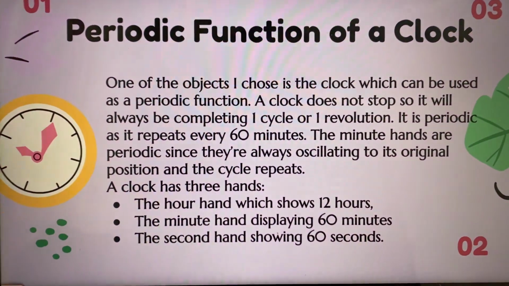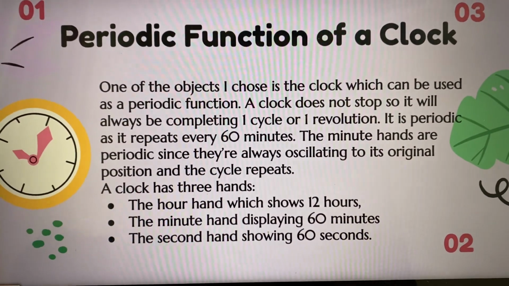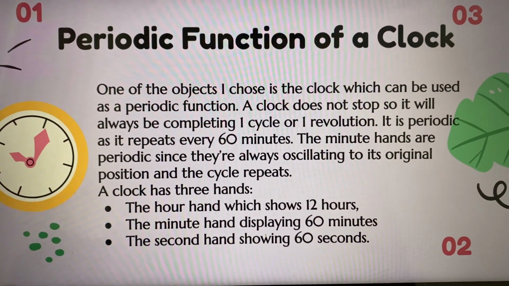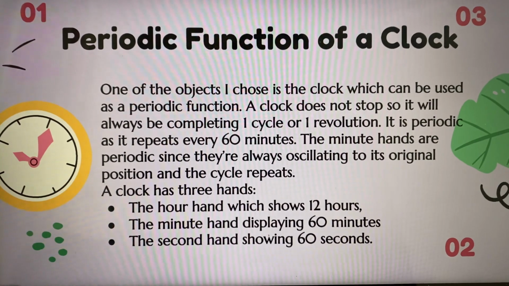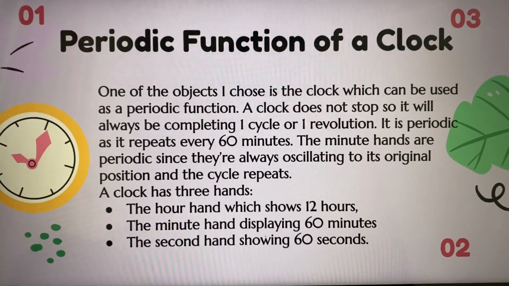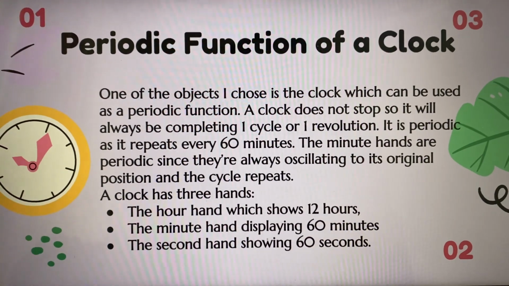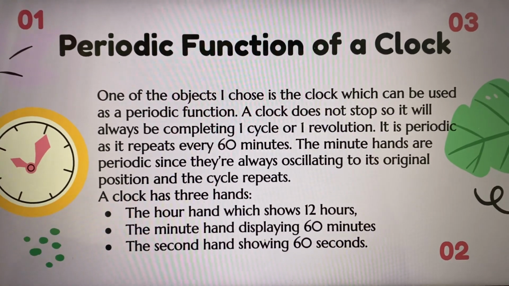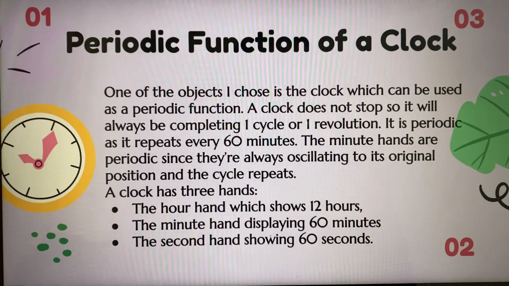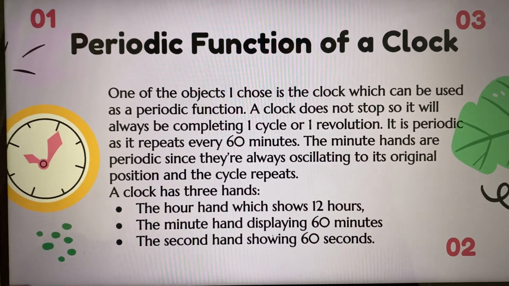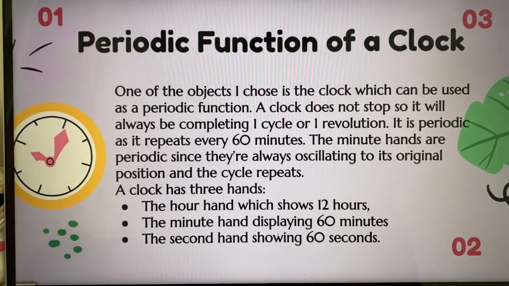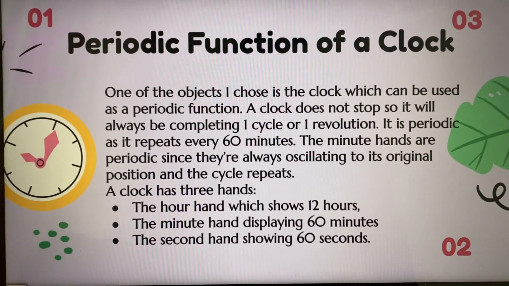So, for this assignment, I decided to choose a clock as the object that best represents the periodic function. I've chosen a clock because it does not stop, so it will always be completing one full cycle or one revolution. It is periodic as it repeats every 60 minutes. The minute hand is periodic since it's always returning to its original position, and the cycle repeats.